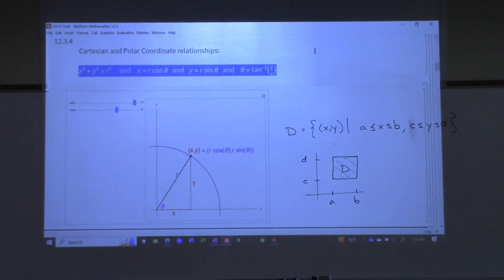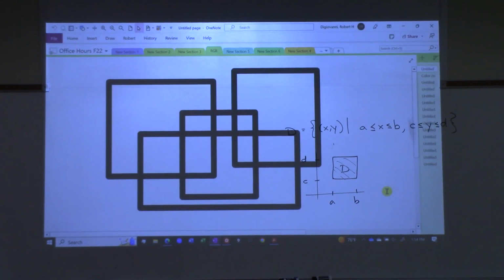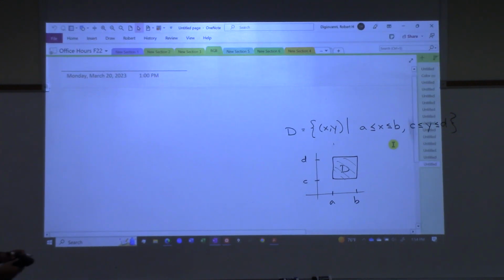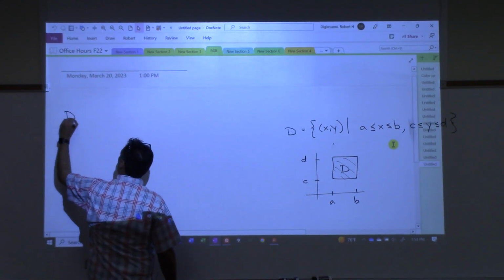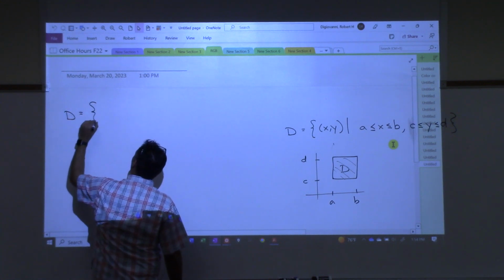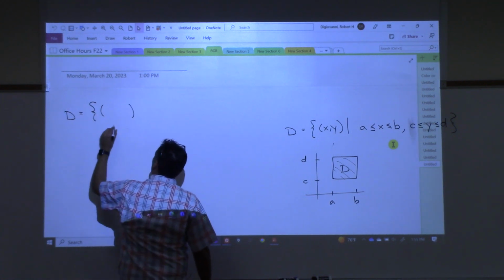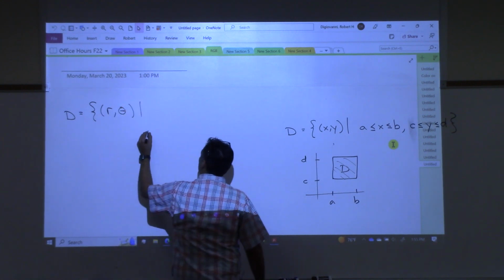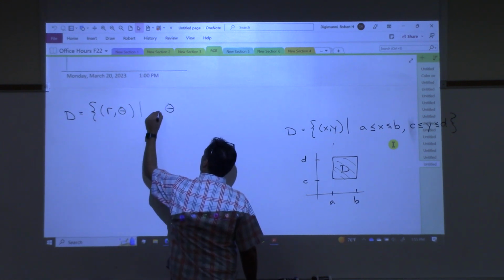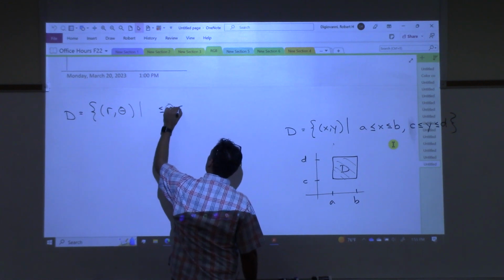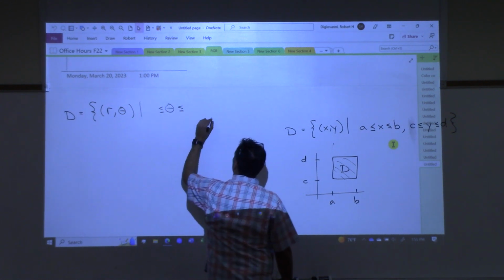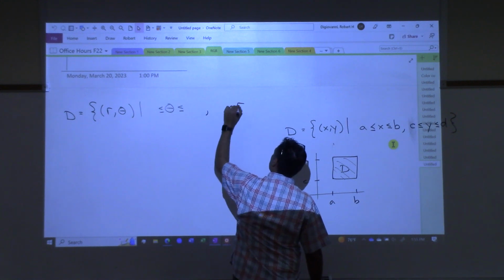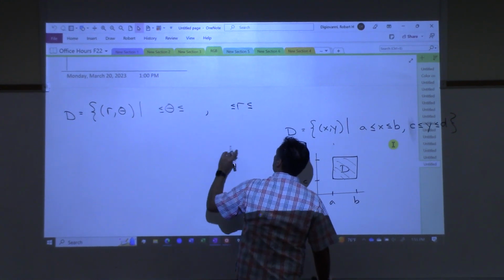But what if I do this instead? What if I write this? D is the set of all points r theta such that theta is between two constants and your radius is between two constants.